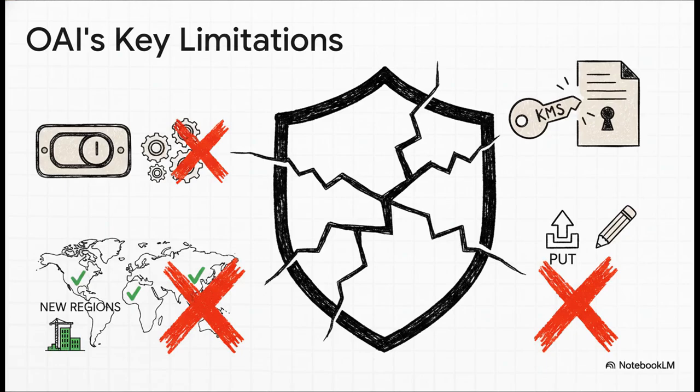First off, and this is a huge deal, OAI just doesn't work with objects encrypted using SSE-KMS. That's where you use AWS's own Key Management Service. For any company that's serious about compliance, that's a complete non-starter. It also had spotty support for things like POST or PUT requests. And here's the kicker: it's not supported in any new AWS regions that came out after December 2022. That last point alone tells you everything you need to know about its future, or lack thereof.